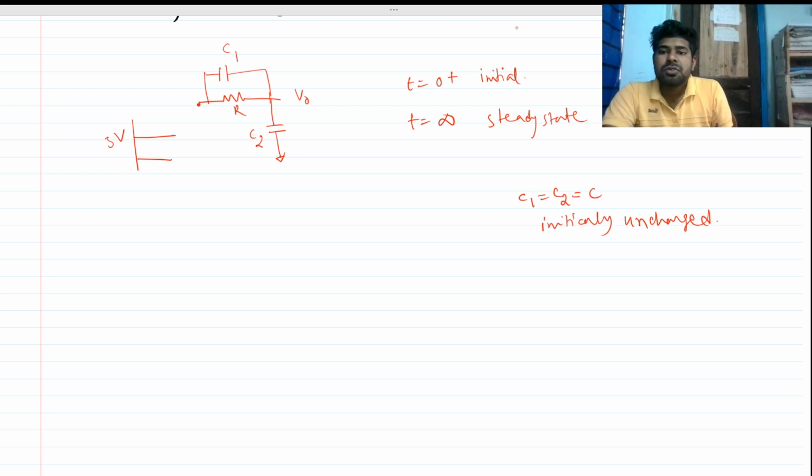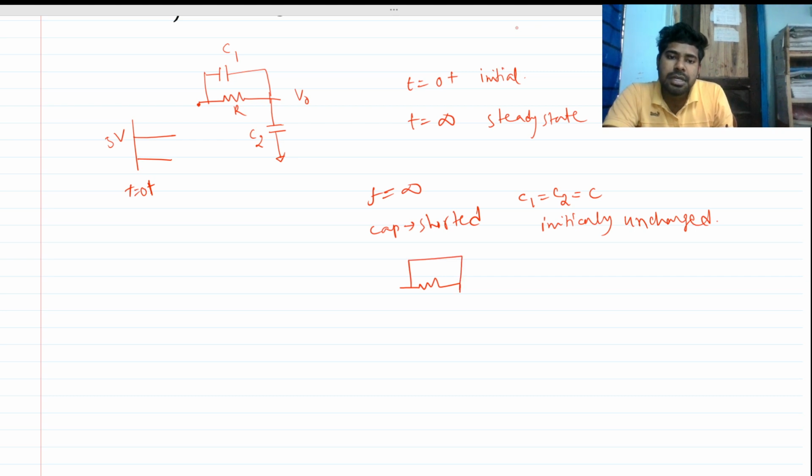Okay, so now what happens at t equals 0 plus? We know at t equals 0 plus the circuit feels a frequency of infinite, right? So at infinite frequency, both of the capacitors are shorted. So the cap is short circuited. If the cap is short circuited, what will be the reduced picture? So this will be nothing but this resistance, and this is short and this is short, right? And this is our V out.